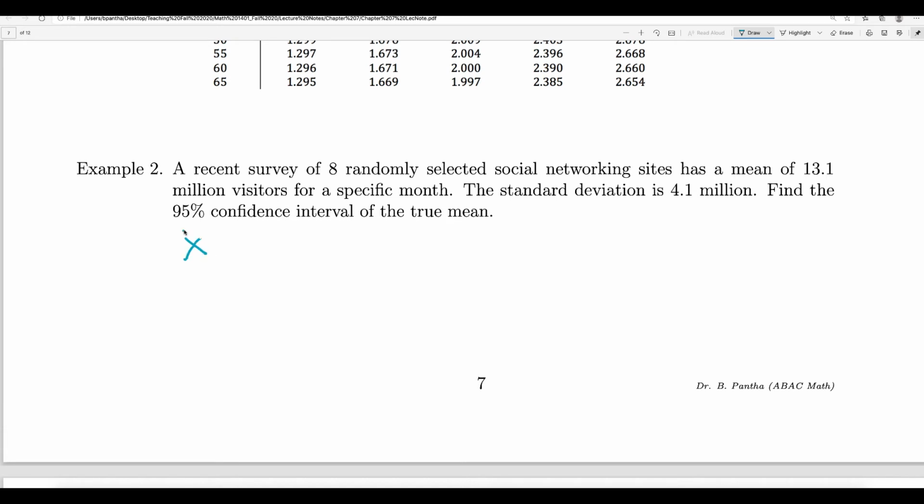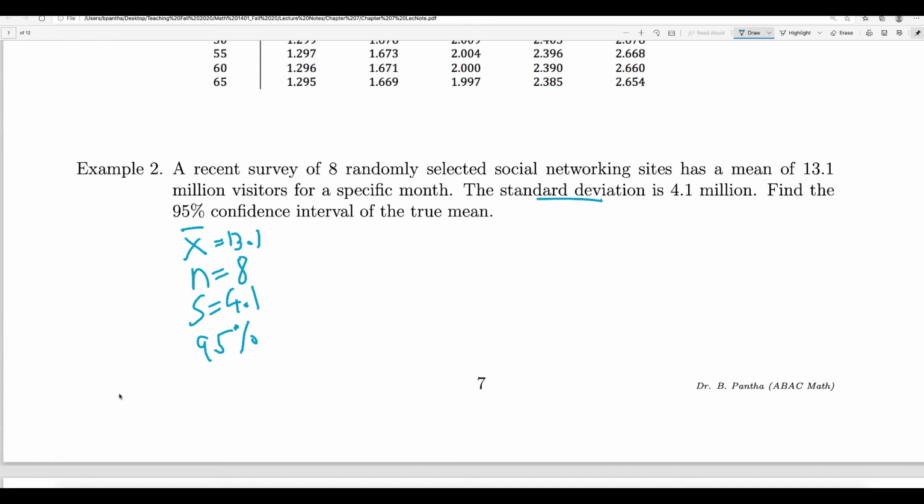What is X bar? It is 13.1. What is N? It is 8. And the standard deviation is 4.1. This is the sample standard deviation, S is 4.1, and you want to find the 95% confidence interval.